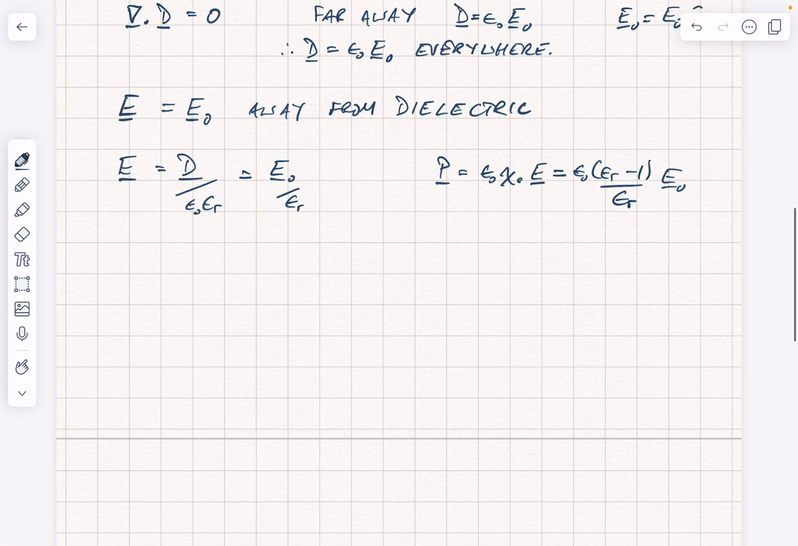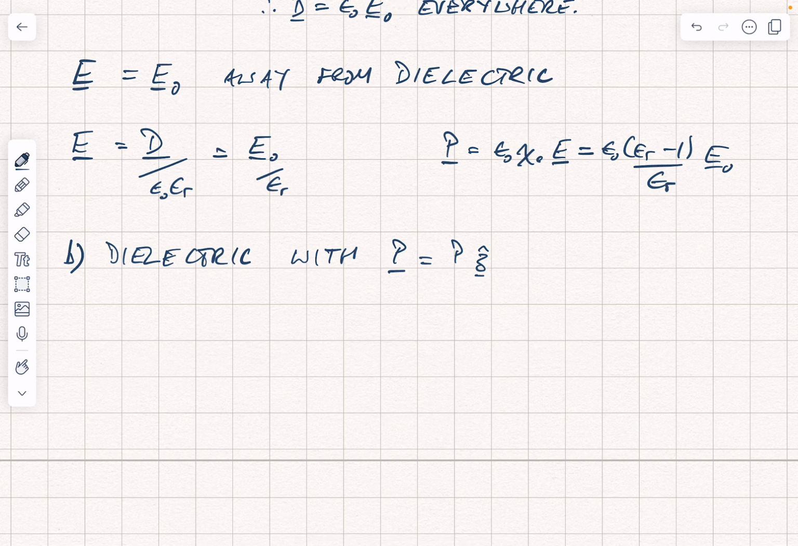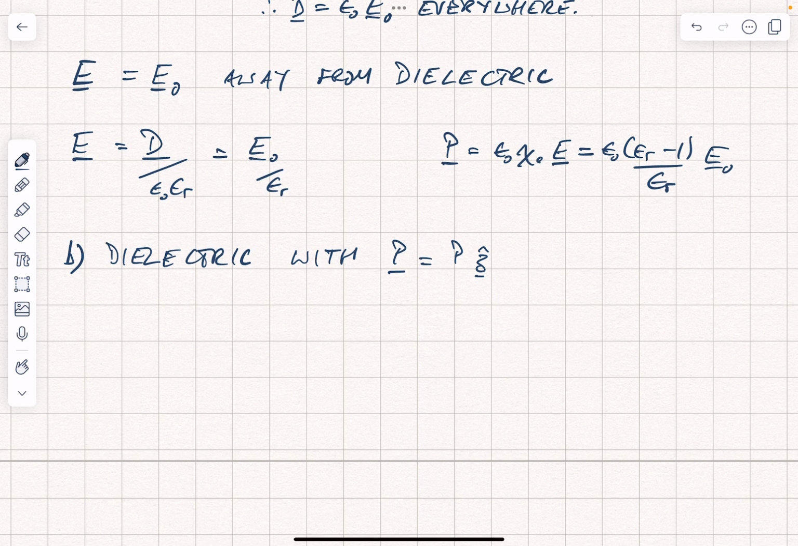Let's turn to a slightly more complex situation, certainly physically, and think about a material which is nonlinear with a frozen-in permanent polarization, a dielectric with P equal to P in the Z direction. There are materials that do this, for instance barium titanate or lead titanate, though they're perhaps less common. Again, in this situation, we could once again say simply that the divergence of D must equal 0.